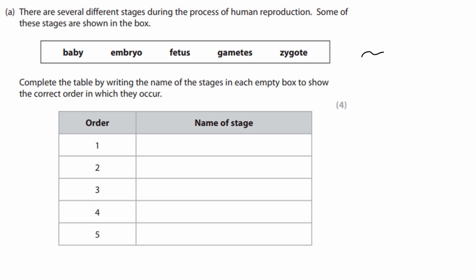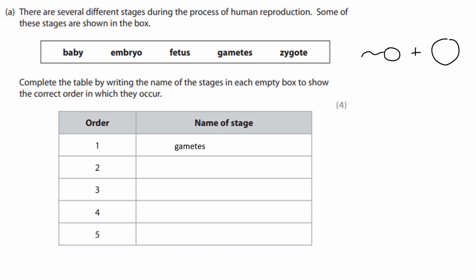Right, pause the video, have a go at this exam question, then I'll go through the answers. Okay, let's go. There are several different stages during the process of human reproduction. Some of these stages are shown in the box. Complete the table by writing the name of the stages in the box in the correct order.